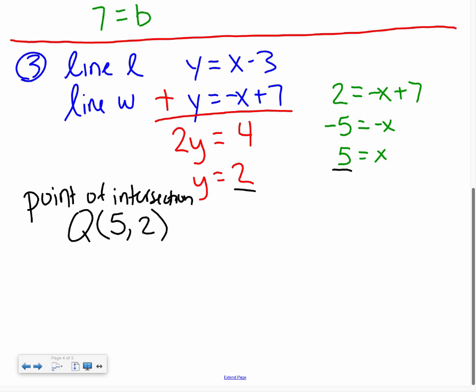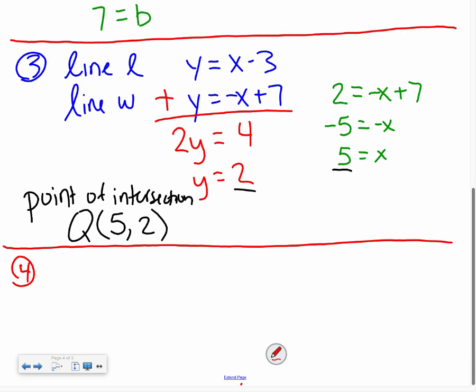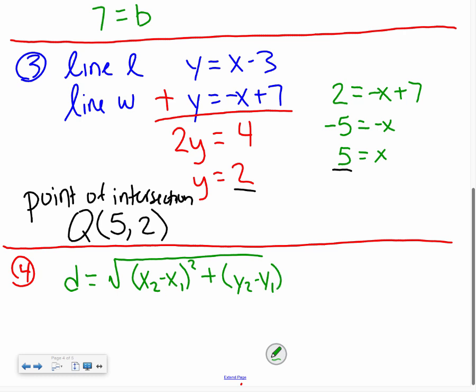So we're going to use what we learned in the first section to do our last step, which is determine the distance between them. If we use our distance formula, which, reminder, is the square root of (x2 minus x1) squared plus (y2 minus y1) squared, let's plug our information in. I'm just going to rewrite point P quickly, (4, 3).